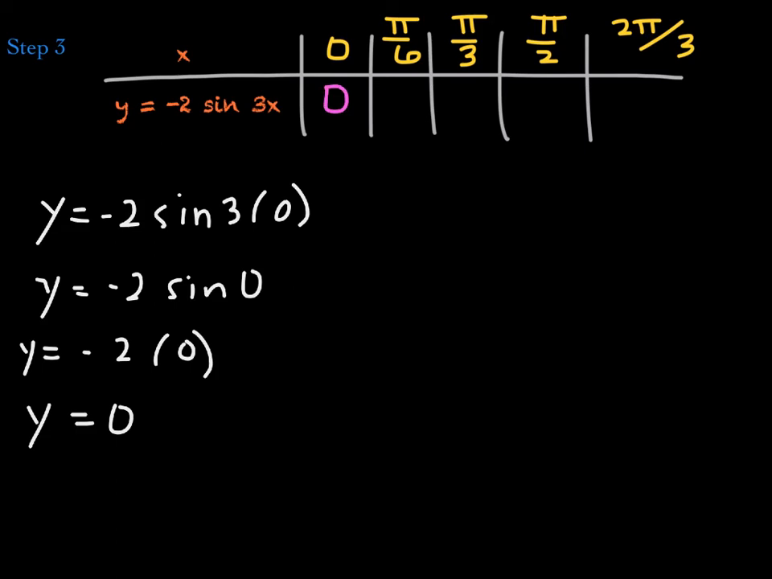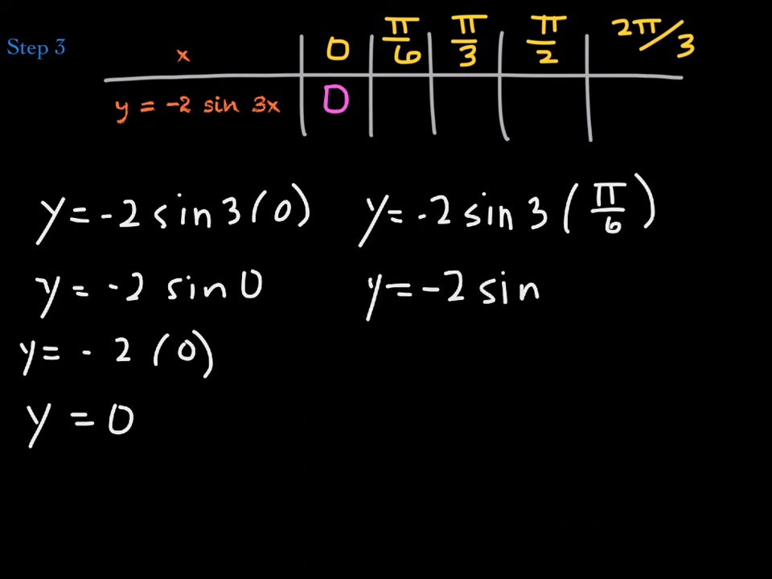All right, I'm plugging in now pi over 6. So y is equal to negative 2 times sine of 3 times pi over 6. So this turns out to be y equal to negative 2 times sine of pi over 2. And sine of pi over 2 is 1. So then your y value is negative 2.